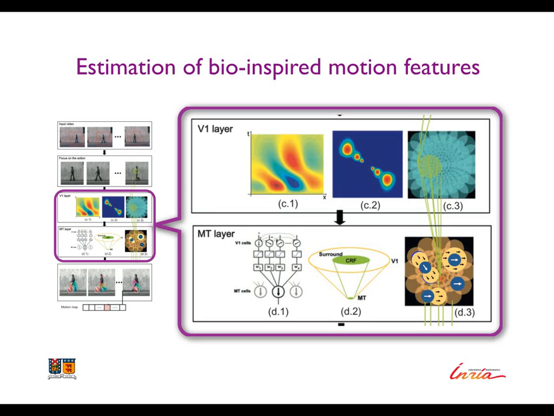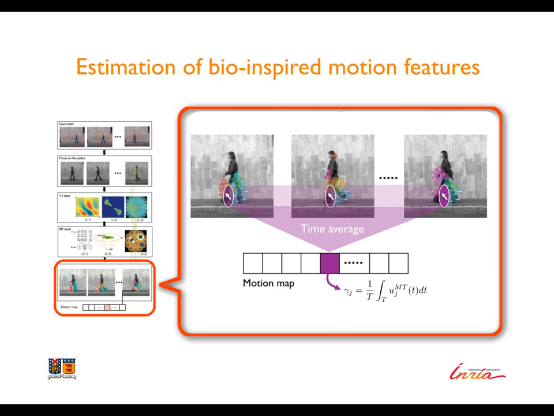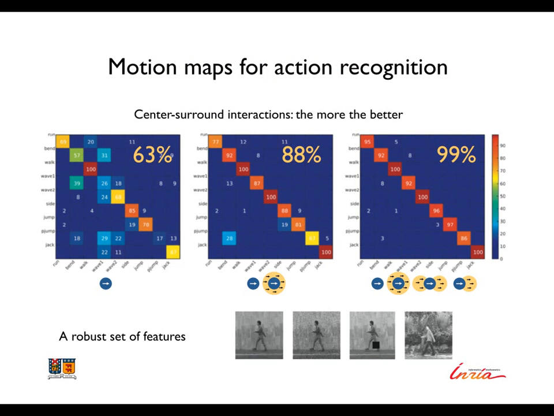V1 layer fits the next layer in the dorsal hierarchy, MT. MT neurons pull information from underlying V1 cells preferring a certain motion direction. Different populations of MT neurons are present, each of them having a different center surround interaction. Using the response of MT neurons as bio-inspired features, we built what we call a motion map representing the motion information contained in the input sequence. Each element of the motion map is the mean response of a certain type of MT neuron at a given location along the entire motion sequence.